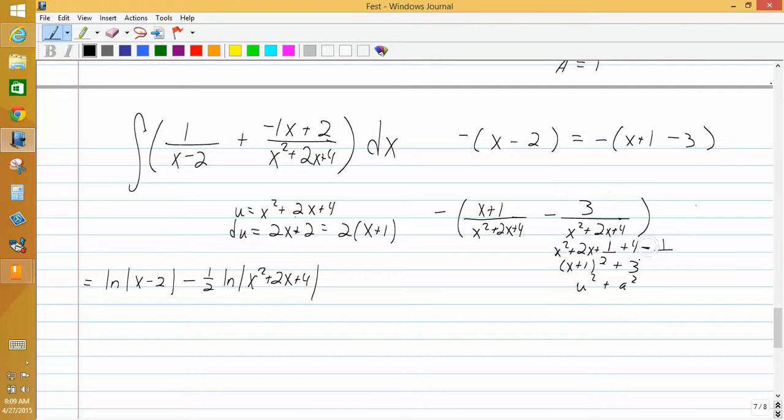And now this last integral here, what's the formula for inverse tangent? I'm going to put plus, and we have 3. And then it's 1 over a. So that's going to be 1 over the square root of 3 arc tangent, or inverse tangent, u over a. So x plus 1 over the square root of 3 plus c. This will simplify, this 3 over the square root of 3 will simplify to just the square root of 3, because if you multiply the top and bottom by the square root of 3, the 3's cancel out. So you could just write square root of 3 arctan. All right, that's your answer.